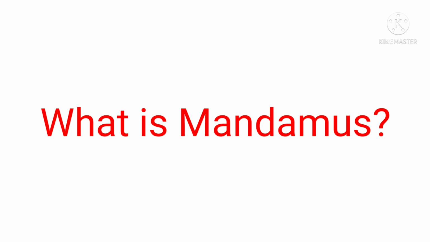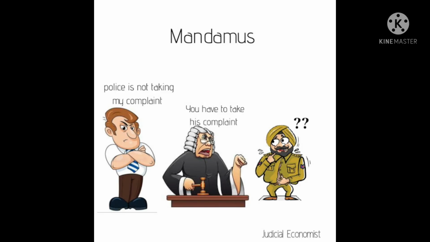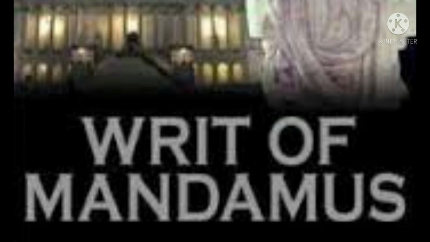What is mandamus? When the legislature, executive, or any other subordinate institutions fail to perform certain duties or works, the Supreme Court or the High Court orders them to perform those works. This order is called mandamus, but the order cannot be passed against a private individual, governor, or president.